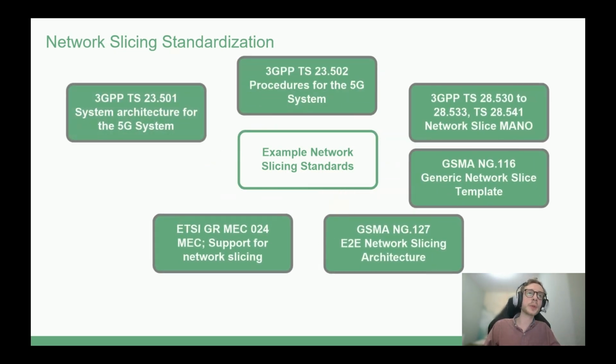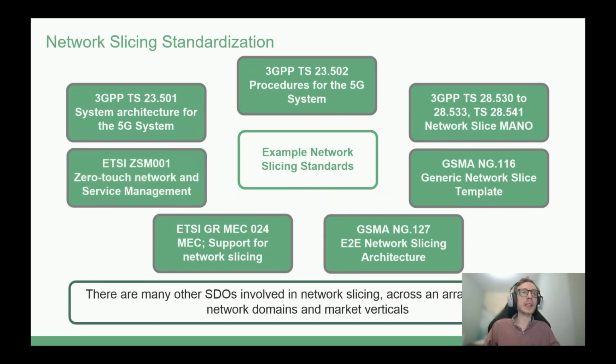In the top left, we can see we've got the 3GPP 23.501, which is that system architecture for 5G. And this will contain approximately 50 pages of standardization surrounding network slicing. Network slicing is also going to impact procedures within the 5G system, such as registration or PDU session establishment. So 23.502 will also contain information surrounding network slicing.